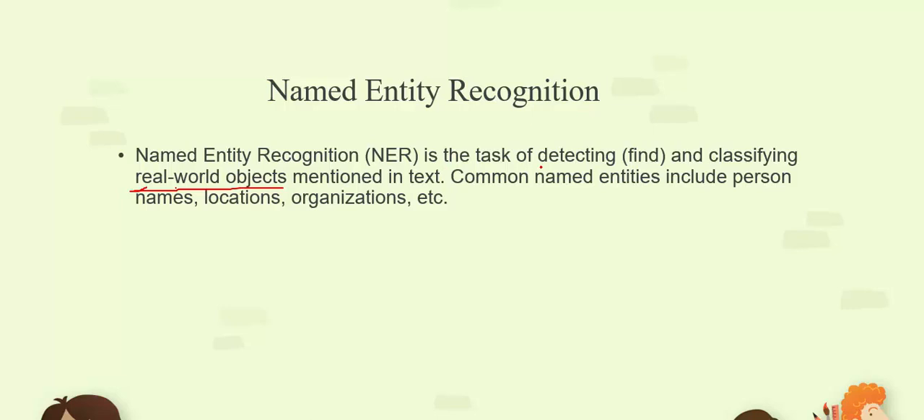The first step is we try to detect or find. Where do we try to detect or find? Something in a text document. What are we trying to find? Real world objects. After finding, we're trying to classify. So there are basically two steps: finding and classifying. Again, look at these two steps. This is the task of finding and classifying real world objects mentioned in the text or document. Some of the common named entities include personal names, locations, organizations, etc.